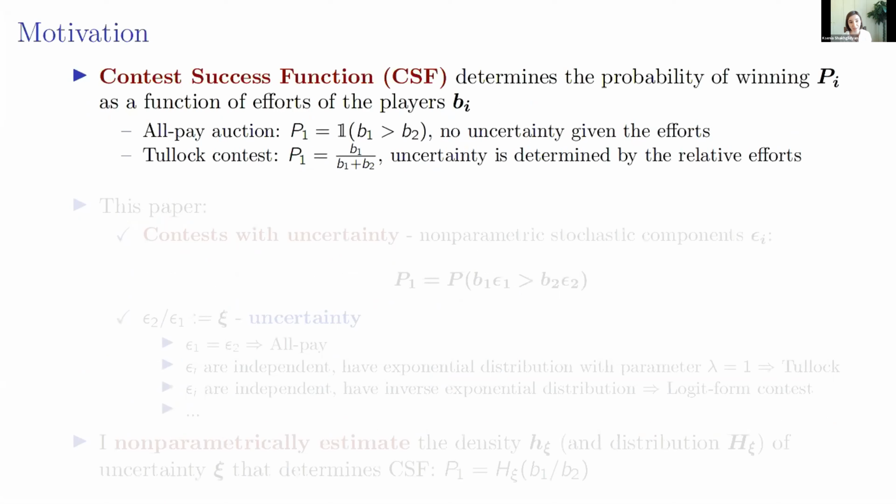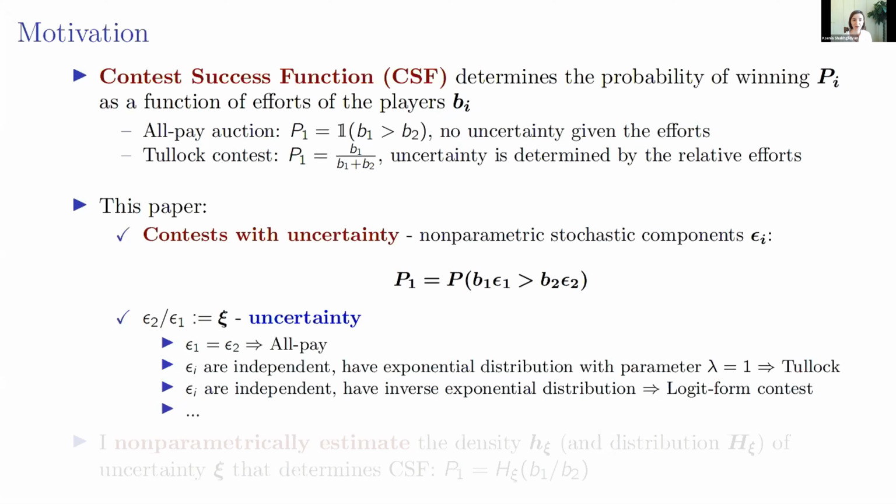More formally, the main object that determines the contest environment is the contest success function, which maps the efforts of the players, b_i's, into the probability of winning, p_i. As an example, in an all-pay auction, there is no uncertainty given the efforts, since the player who exerts the highest effort always wins. In a Tullock contest, the probability of winning is determined by the relative efforts of the players, so uncertainty takes a very particular form.